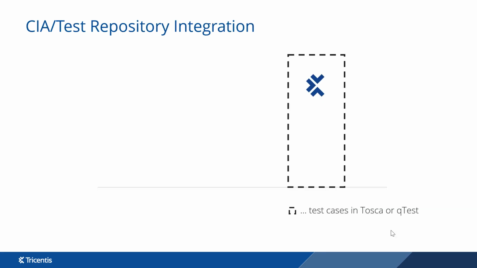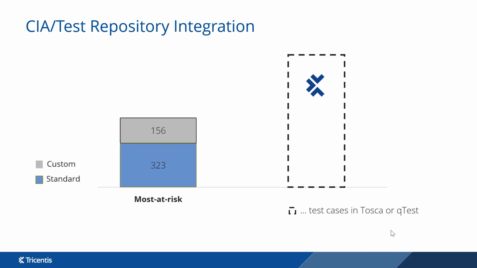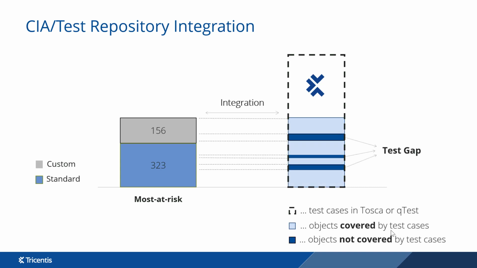When we run that Change Impact Analysis app, we find the most at risk, but then the next thing that we do is scan the test repository. We can scan lots of different test repositories, starting with Tosca and qTest. We also scan ALM, Certify, or ADO. As we scan that test repository, we take those most at risk executables and ask, what test assets do I have to cover this set of executables right here?